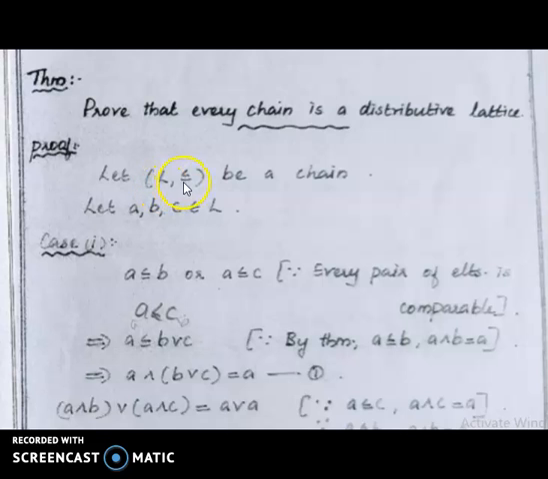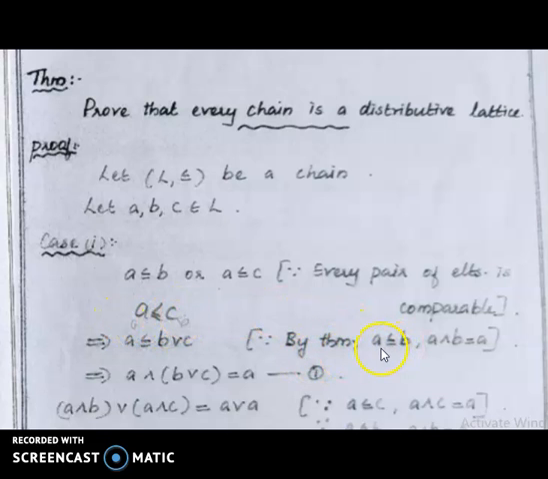Let (L, ≤) be a chain. Let A, B, C be elements of L. Case 1: A less than or equal to B, or A less than or equal to C. Every pair of elements is comparable, so this is by the definition of chain. We can write like this. Now let us take A less than or equal to C. A is less than or equal to B or C. Why? Because A less than or equal to B is already there by definition. Also we have A less than or equal to C.